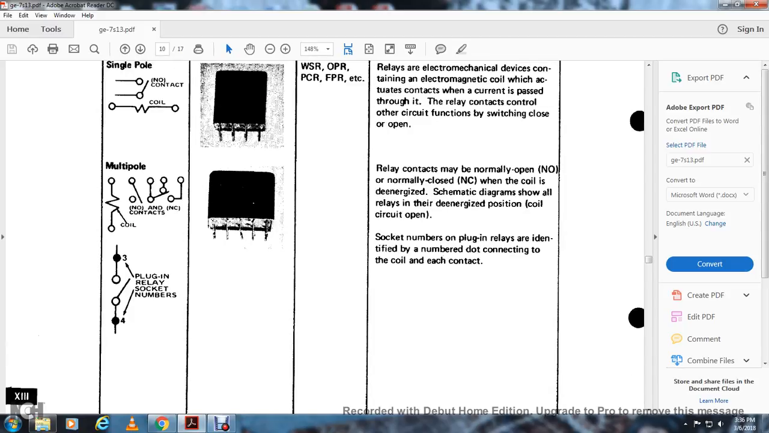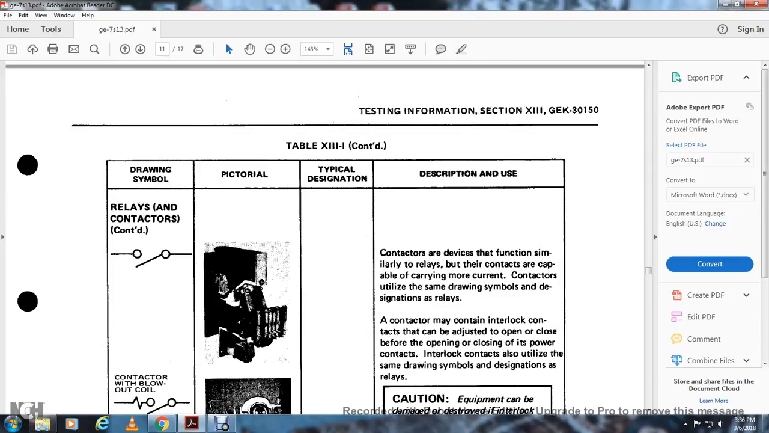Alright, the multiple pole shows the zigzag coil, also with two different NO and NC connections, like a 3 plug-in relay socket with numbers. Relay contacts may be normally open or normally closed. The schematic diagram shows all relays de-energized. With the coil circuit open, socket numbers and plug-in relays are identified by the numbers with dot connections on the coils of each contact.